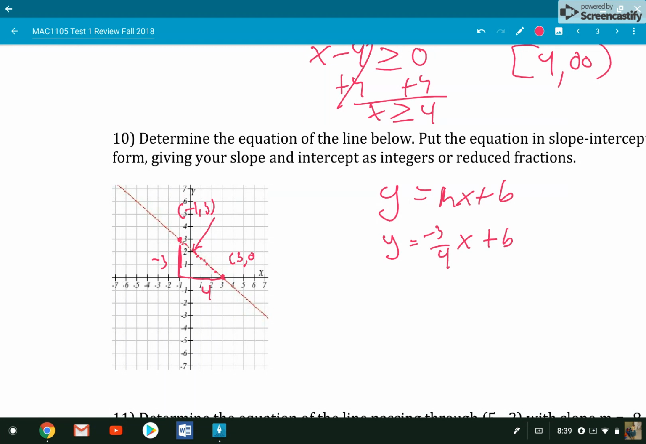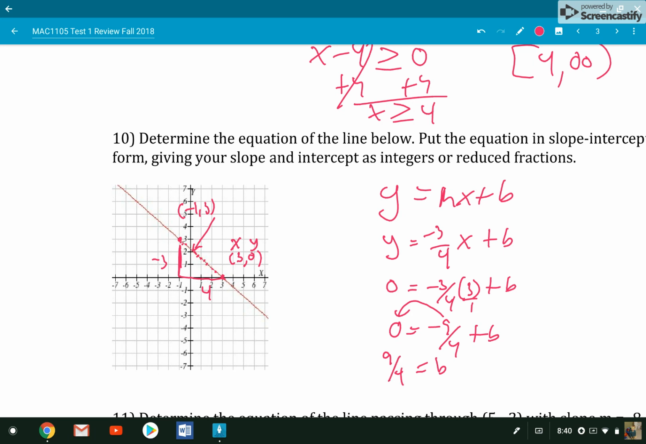And now to find the b value, I can plug in one of my 2 points for x and y and solve for b. So I'll go with this point 3, 0 because it's nice to work with 0 a lot of the time. I can plug in 3 for x and 0 for y and solve for b. So 0 for the y value, -3/4 times the x value, which was 3, plus b. So I get 0 equals -9/4 plus b. To get b by itself, I'm going to move this 9/4 to the other side. Just switch sides and switch signs. So b is equal to a positive 9/4.